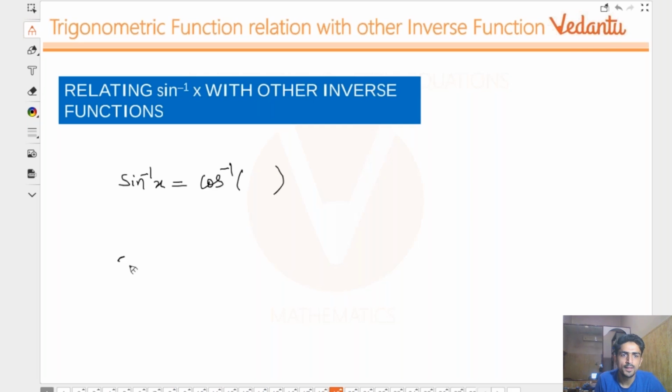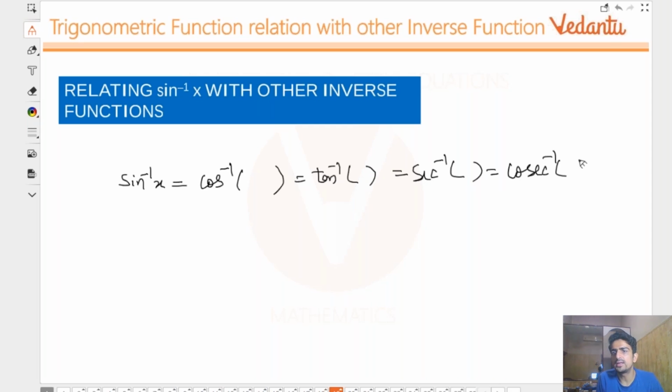Like we write sine x as root of 1 minus cos square x. So we write sine x in terms of cos x. Similarly, how to write sine inverse x in terms of cos inverse? Similarly, every other ratio, tan inverse, secant inverse, cosecant inverse, how to write that?